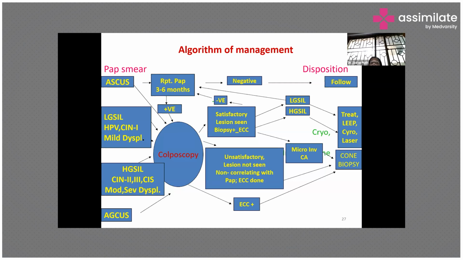Suppose in the pap smear you get a low-grade squamous intraepithelial lesion, or HPV infection in the HPV DNA testing, CIN1 or mild dysplasia, then also you can directly go for a colposcopy. For high-grade squamous intraepithelial lesion, CIN 1, 2 and 3, and moderate to severe dysplasia, go directly for colposcopy guided biopsies. Suppose after ASCUS the repeat test is negative, then you only have to follow up, so every year you can have a follow-up.